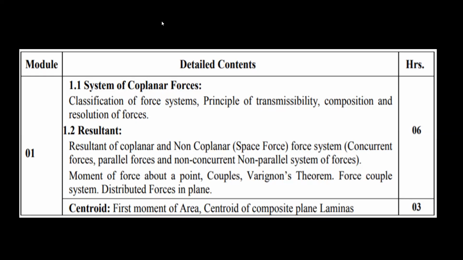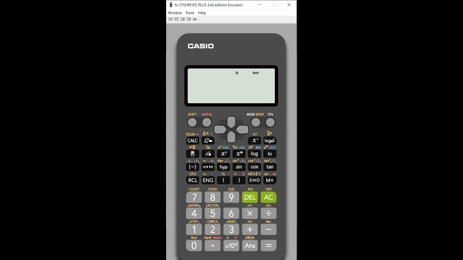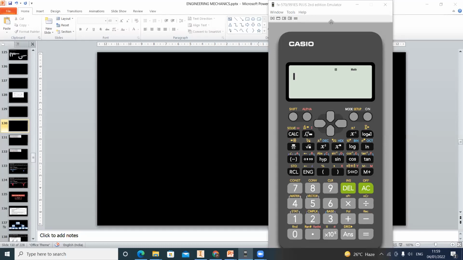I will share the screen for the virtual calculator. Just check whether it is visible to you. Is the new screen visible to you? Okay, so here we will see some of the basic operations which are required for mechanics.